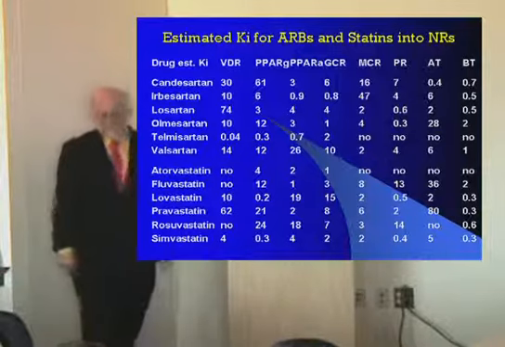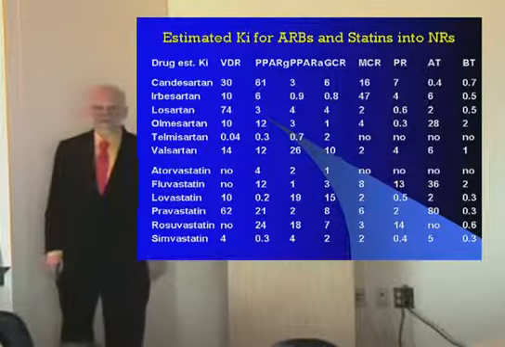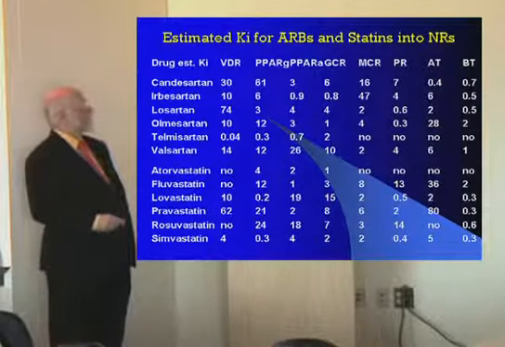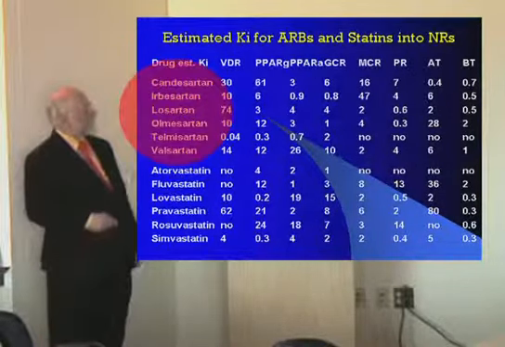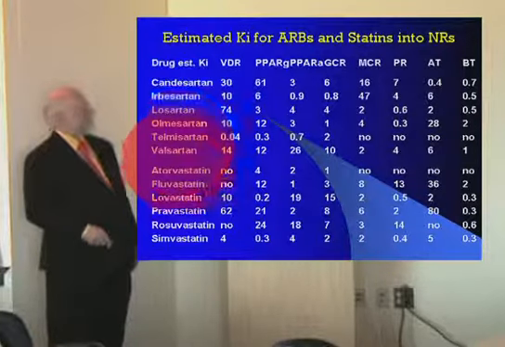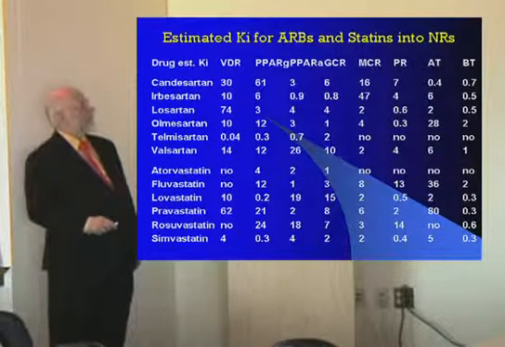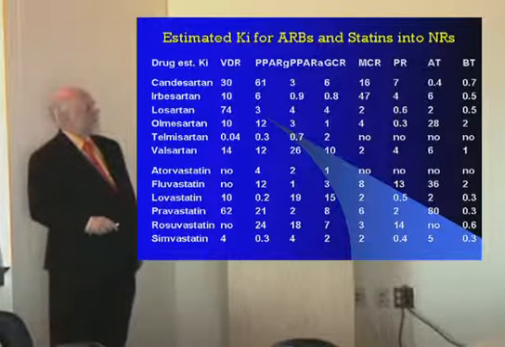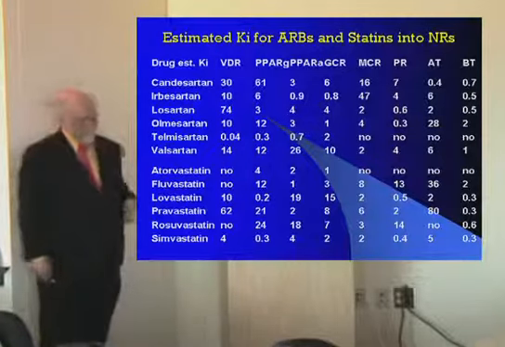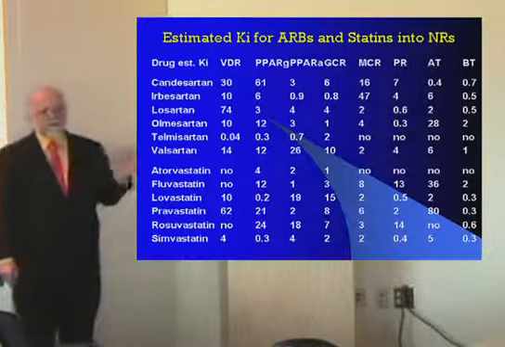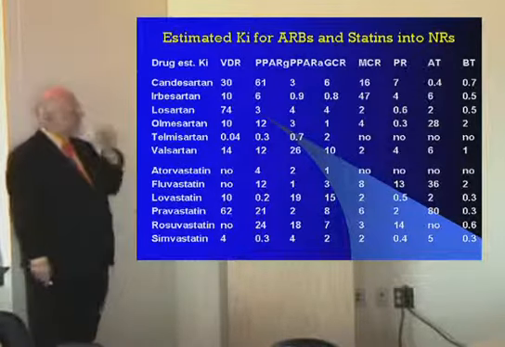So here's a table. I was told that FDA loves tables. On the left we've got the various drugs. We've got the ARBs and then the statins. And over the top we've got VDR, PPAR gamma, PPAR alpha, the glucocorticoid receptor, mineralocorticoid receptor, the progesterone receptor, and alpha thyroid and beta thyroid. I've left off the estrogen receptors and the androgen receptors because honestly they don't change the overall picture very much.